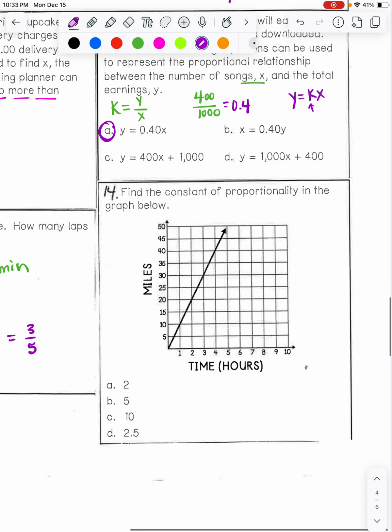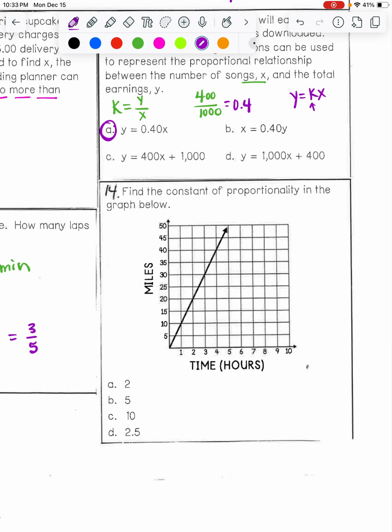Number 14, finding the constant of proportionality based on a graph. Remember how we talked about you want to find those exact points. Feel free to use any of those. Same thing though. This is y, this is x. X is the x-axis. My constant of proportionality is y over x.